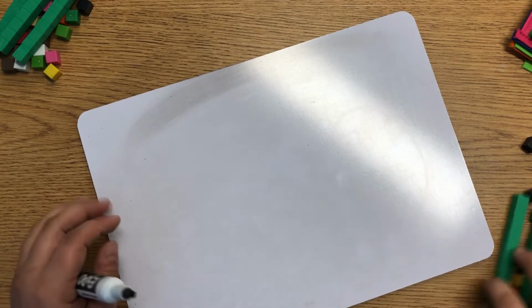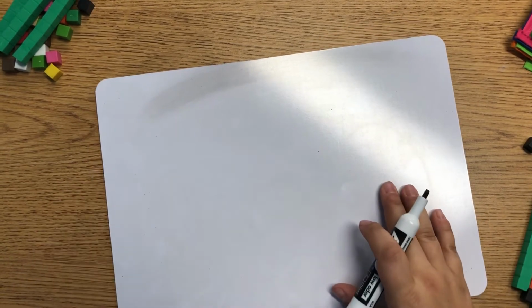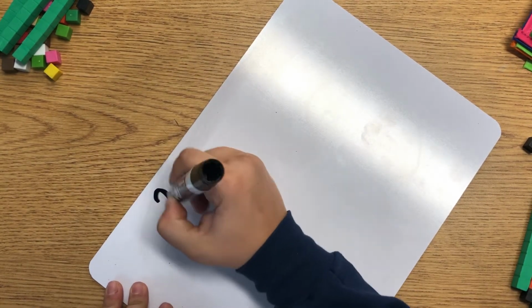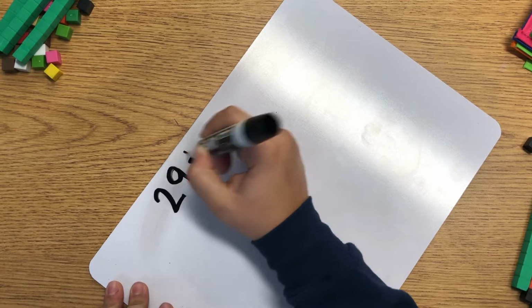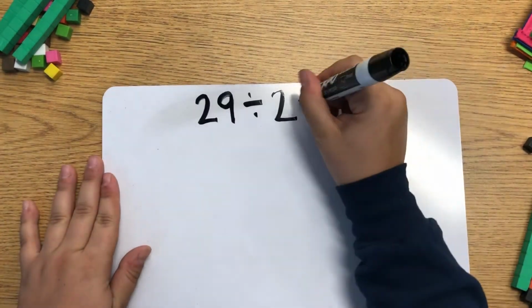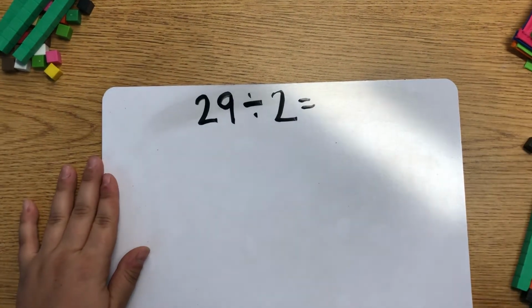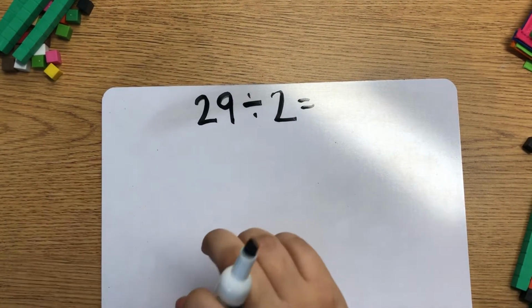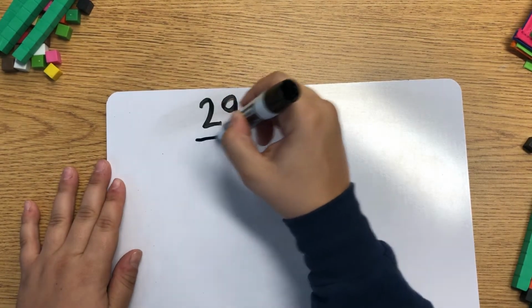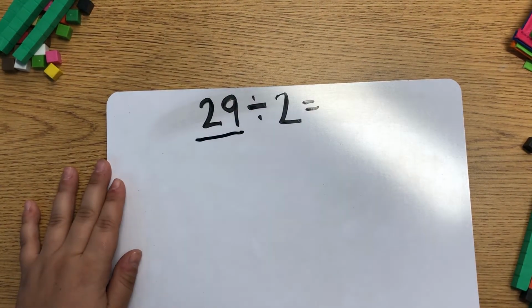All right, so I'm gonna go ahead and give you guys an example of how we do division with remainders in class. So let's do 29 divided by 2. We've started out division with remainders using models. So this is my dividend. 29 is my dividend. It's the total number of whatever it is that I have.